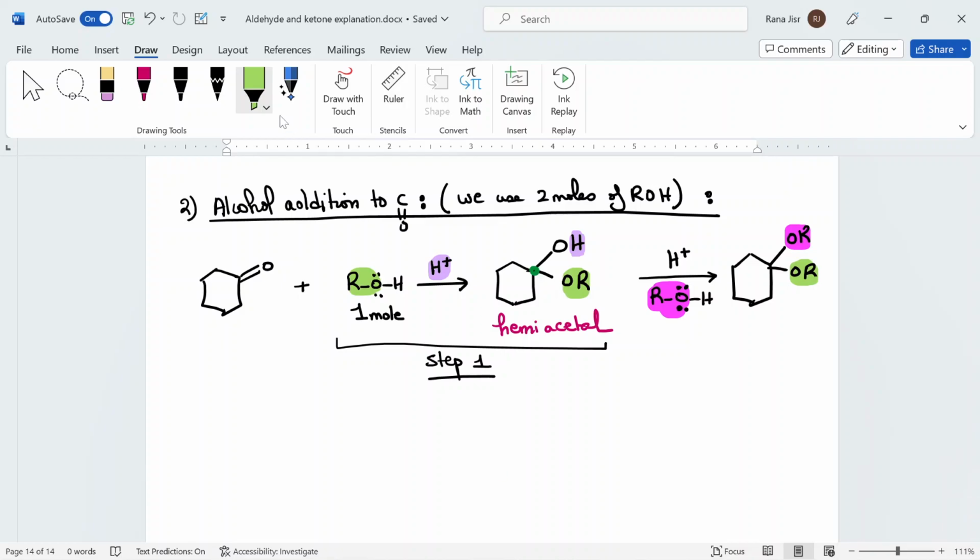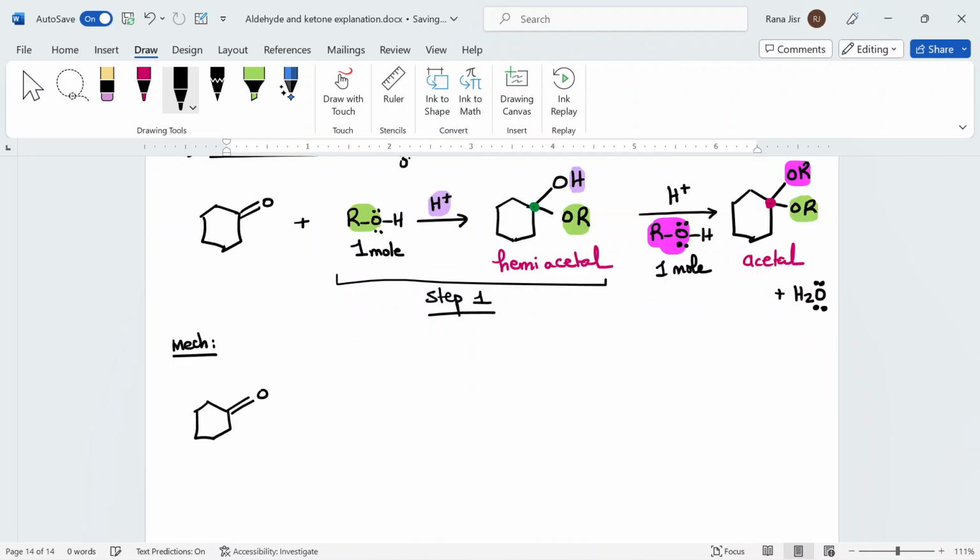Your product in this case is going to be an acetal. An acetal is a compound that has 2 ORs on the same carbon, and those ORs come from the direct addition of 2 moles of the alcohol. So here I am adding the second mole of the alcohol, then I can go directly to my acetal product. Your leaving group is going to be water in this case, so let's go ahead and draw it out. This is going to be water as a leaving group.